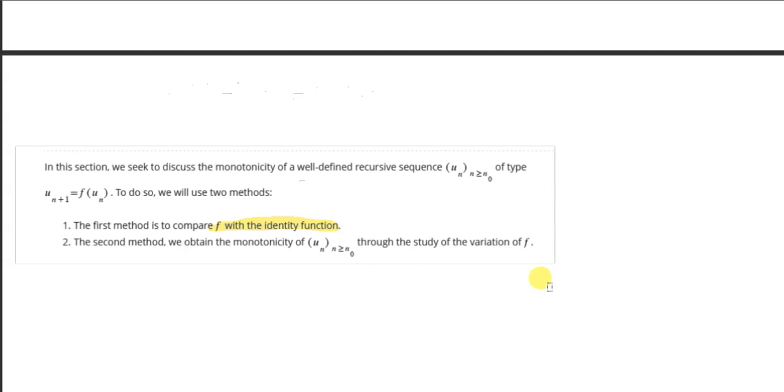And the second method that we can use is to study the variation of the function f. This is so important, so we can understand so many things about the recursive sequence, and it also helps to find all the results that we are looking for about the recursive sequence, not only the monotonicity.